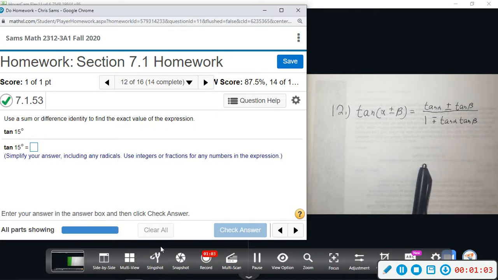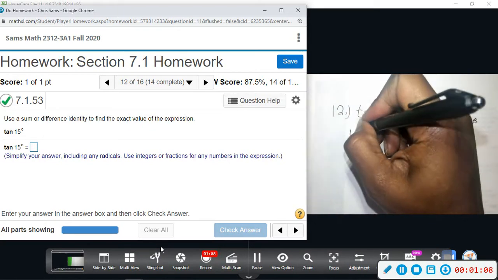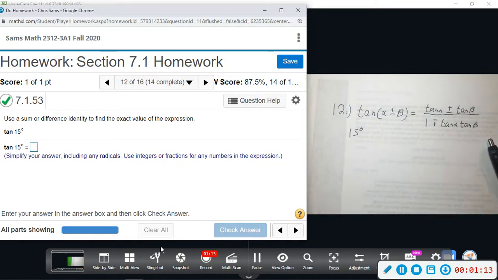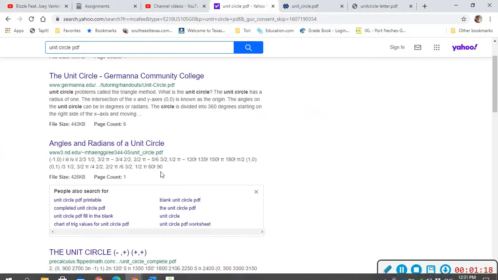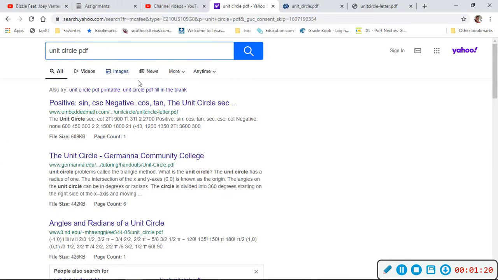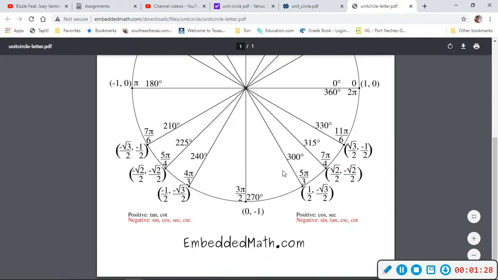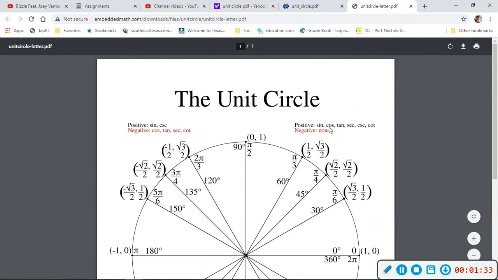Alright, so again, we're starting with a degree measurement at some angle. This one is 15 degrees. These are a little bit easier to figure out. So if you go to the unit circle, I'm going to show you a couple different ones. I went to just unit circle PDF, and I think this first one is the one I like the best. This is the unit circle from Embedded Math. This is the one that gives you all the angles in degree form and radian form, in the ordered pairs. It also tells you the trig functions and which quadrant they are positive or negative in.